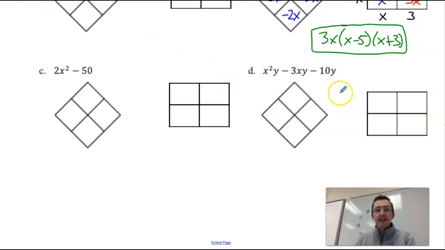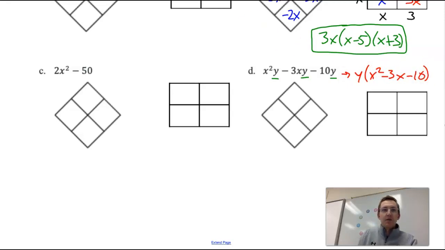For D, our greatest common factor in this case is not a number, but instead it's a y, because every term has one y. So to factor this one, what we want to do is, again, factor the y's out. When we do that, we are left with y times x squared minus 3x minus 10. And now we're trying to factor the remaining stuff inside of those parentheses.